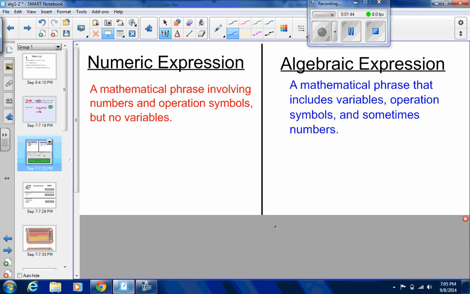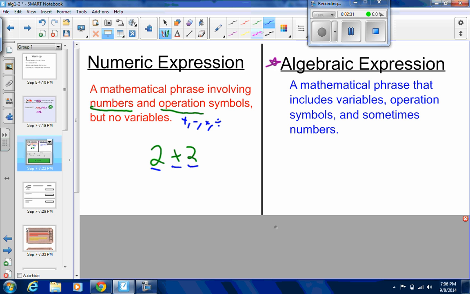Okay? So to differentiate between numeric and algebraic expressions, we're going to be focusing more on the algebraic type because we are in algebra. But what I wanted to note here is that a numeric expression is just a phrase like 2 plus 2, and you could say it in words: 2 plus 2, or 2 added to 2, or 2 more than 2. They have numbers and operations. And again, remember, operations are things like addition, subtraction, multiplication, and division. So it has to have an operation and it has to have numbers, and you've got yourself a numeric expression.